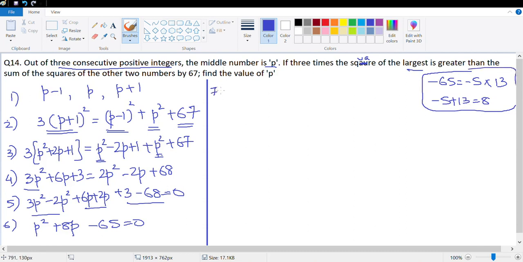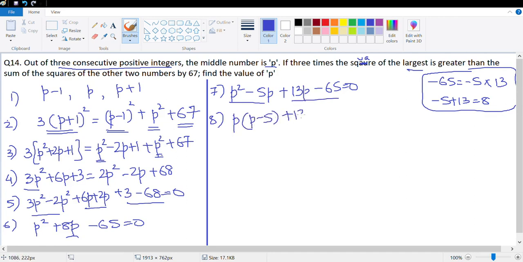Let's solve it now. So this is p square minus 5p plus 13p minus 65 is equal to 0. Yes, I have split 8 as negative 5 and 13. Perfect. Grouping it the way I have underlined, p times p minus 5 plus 13 times p minus 5 is equal to 0.